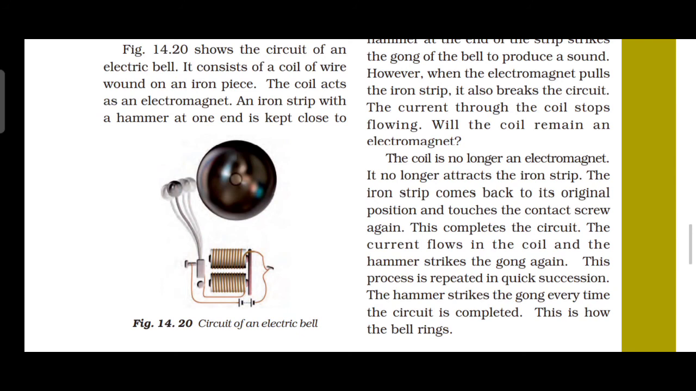While the current passes through, what happened? The iron strip hammer at the end strikes the gong of the bell. It produces what? Sound. Then the current through the coil stops flowing. The coil is no longer an electromagnet. It no longer attracts the iron strip also. It comes back to the original position. If the current flows, it produces sound. If there is no current, it comes back to its original position. Okay, this is about electromagnet.